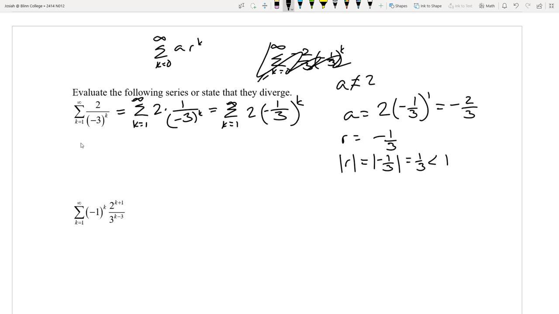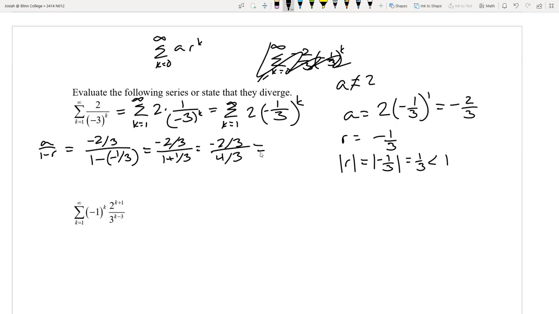So we're looking for a over 1 minus r. In this case, that's negative 2/3 over 1 minus r, which is negative 1/3. That gives us negative 2/3 over 1 plus 1/3. That's negative 2/3 over 4/3, which gives negative 2 over 4, which is negative 1/2. So that's what we converge to.